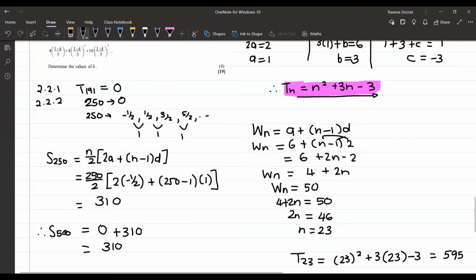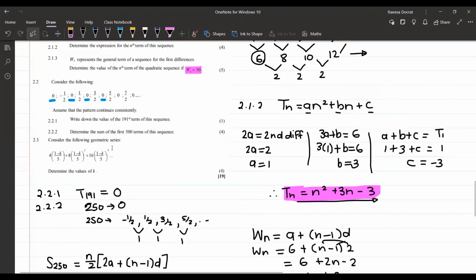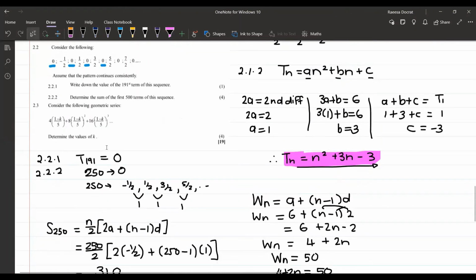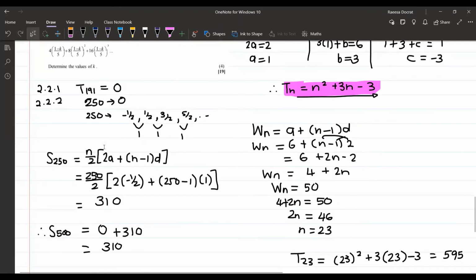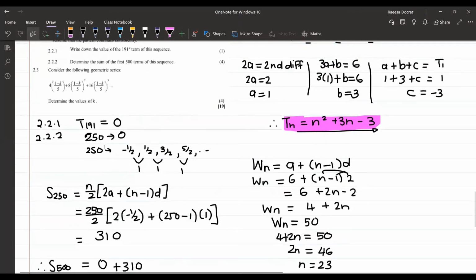Okay. Let us move on to the last question. It says, consider the following geometric sequence, and we have this pattern, and it says determine the value of k.